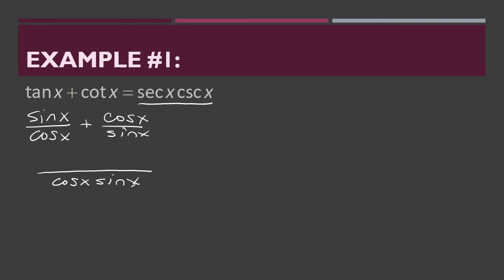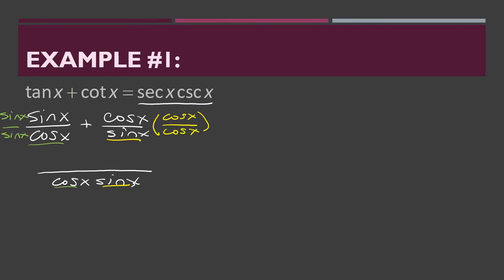So this is where the process steps from Monday will come into play. We need common denominators. So here you have a cosine x, which is great, but you need a sine x. So I'm going to multiply this side by sine x over sine x. On the right, we have a sine x, but we're missing the cosine x. So over here, I'm going to multiply this side by cosine x over cosine x.